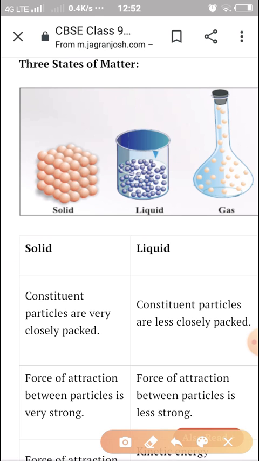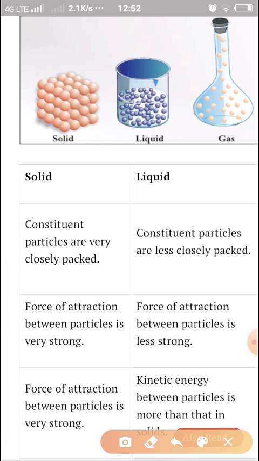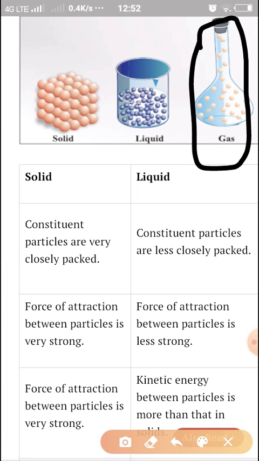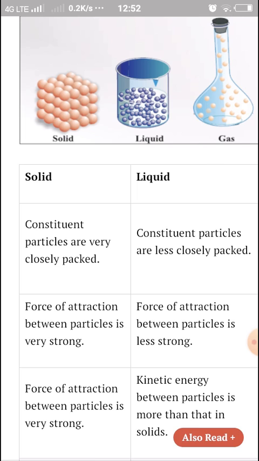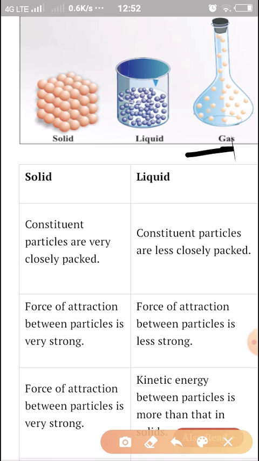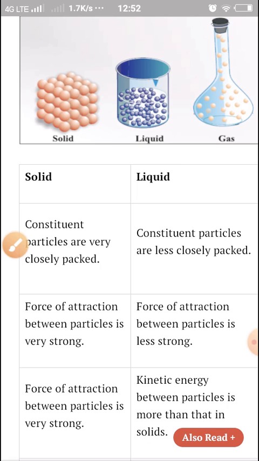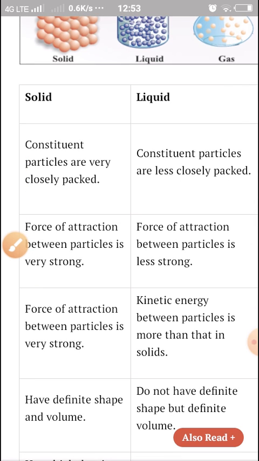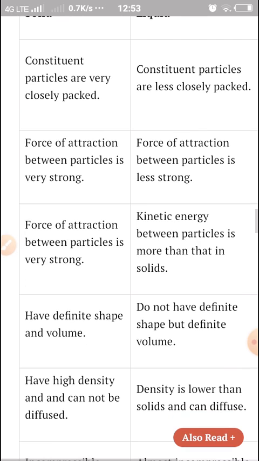So now about gas, it's not written there, sorry. So what is gas? What do you understand by gas? Let's understand by this only. In this, particles are not packed, not even tightly packed. The force of attraction is not much, is not there, and kinetic energy is very high.